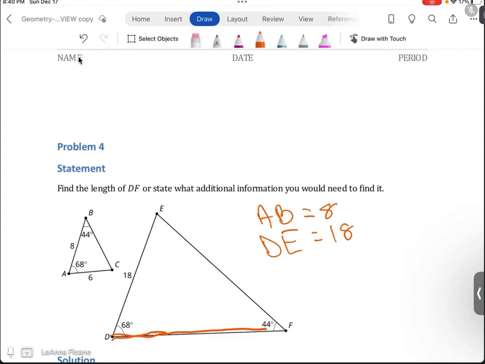So if we do AB over DF, no, sorry, let me redo this. I like to do AB over DE, no, over DF.